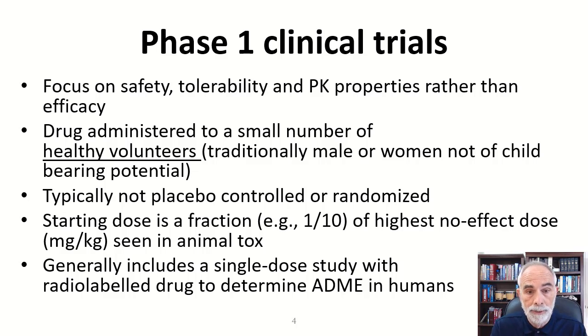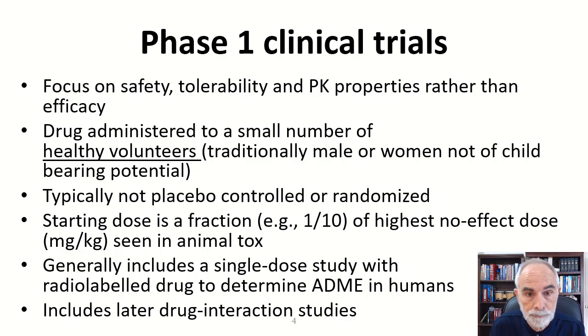Or if, from the pharmacokinetics, it's completely eliminated by excretion in urine, you would know that, oh, later on down the line, we have to make sure we evaluate people who have kidney problems, renal dysfunction. So again, just to review this, safety, tolerability, pharmacokinetics are what's involved in phase 1 studies in normal volunteers.